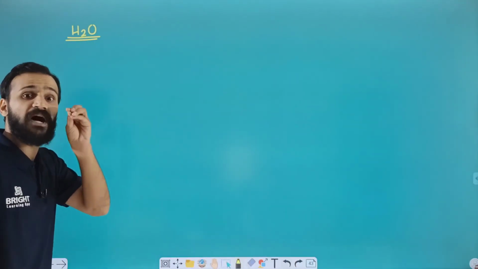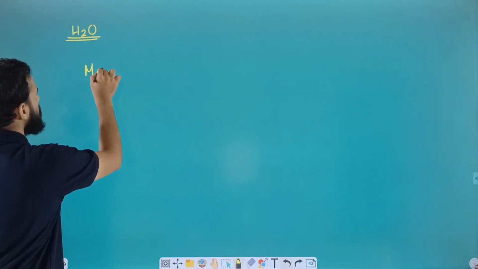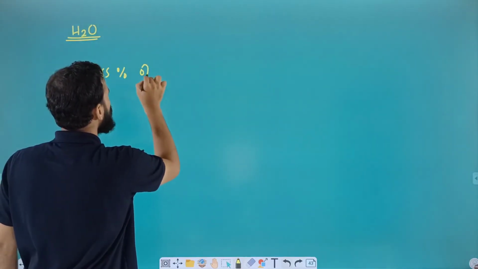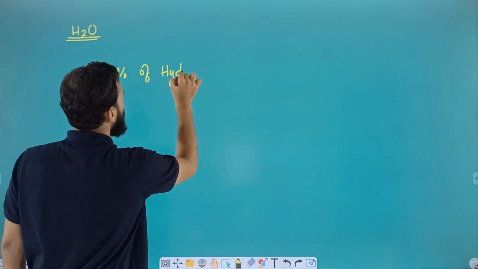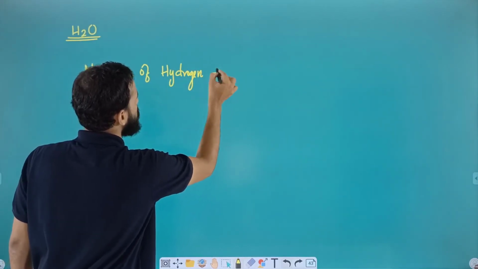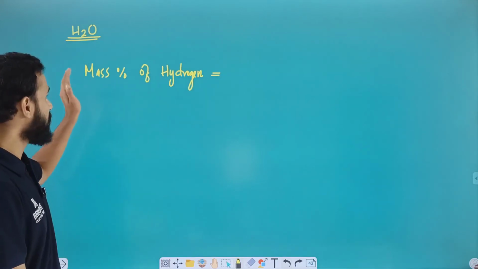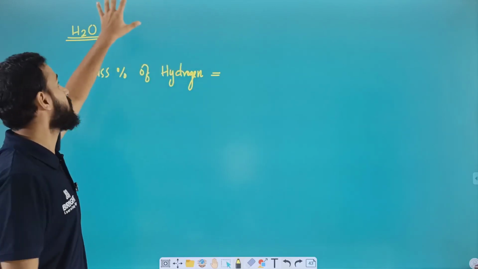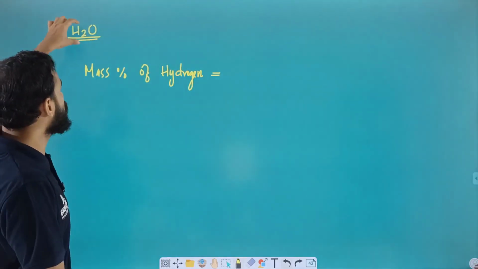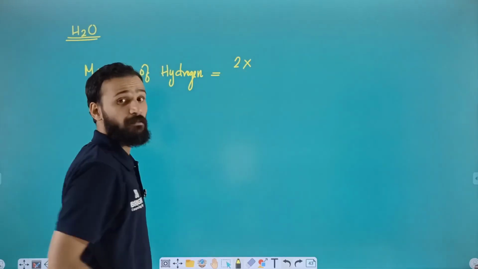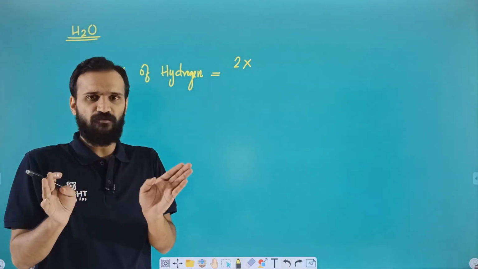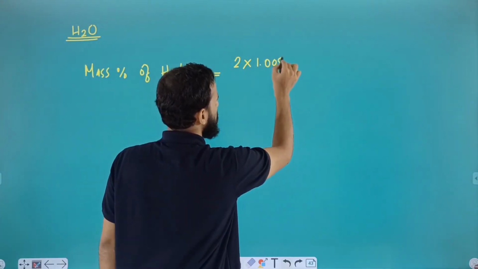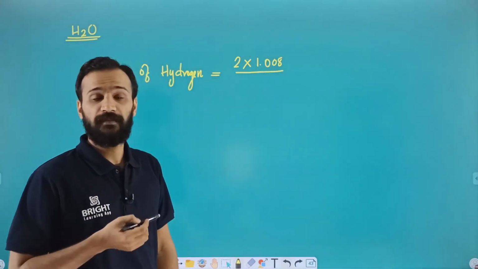How to find the mass percentage of hydrogen? Very simple. Mass of hydrogen in this compound. Here we have 2 hydrogen atoms, so 2 into the mass of one hydrogen atom. Generally we will take 1. If you want to get the accurate mass percentage, you can take the accurate mass 1.008, divided by the total mass.